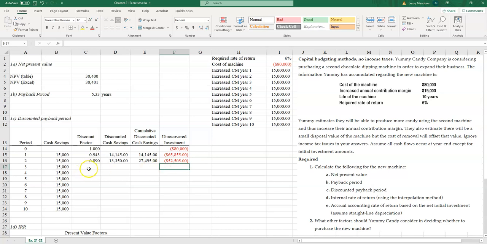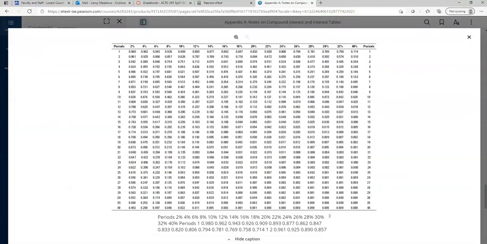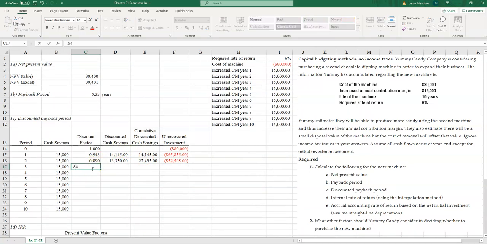So now in year 3, I'm going to look at the factor from there, and that's what? 0.840. So the discounted cash savings in year 3 is 12,600. So what is my cumulative amount of cash savings? $40,095. So out of my initial investment by the end of year 3, taking into account the time value of money, I've recovered just over half of my investment. And so how much left do I have to recover? $39,905.